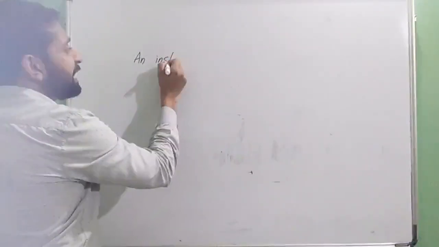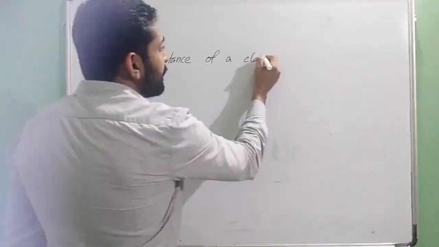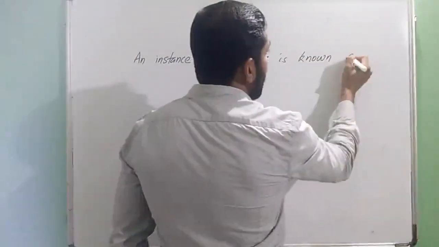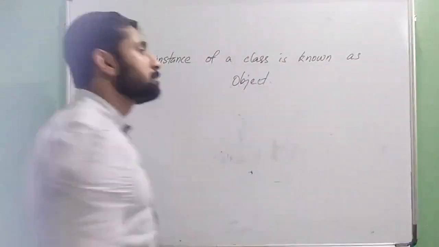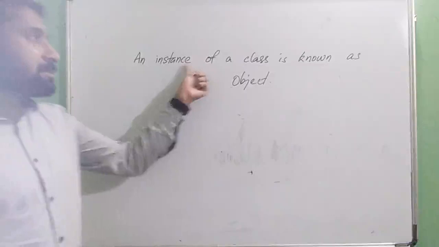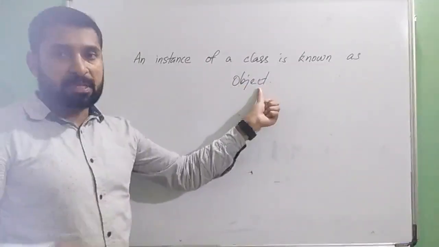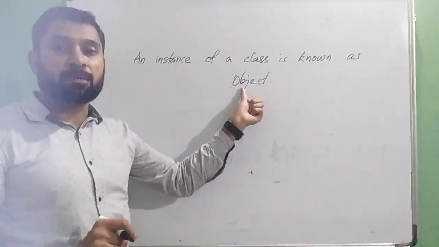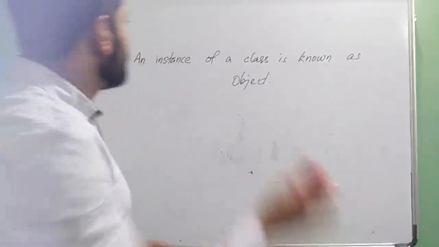An instance of a class is known as an object. We will never say a variable of a class. Instead, we will say an object of a class.